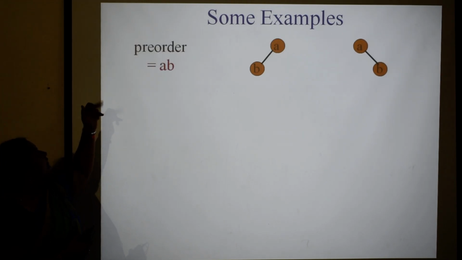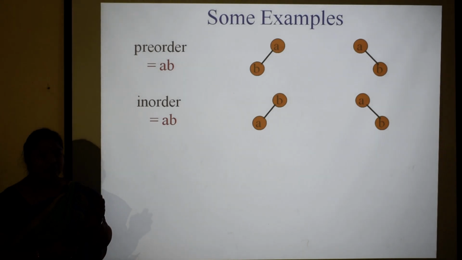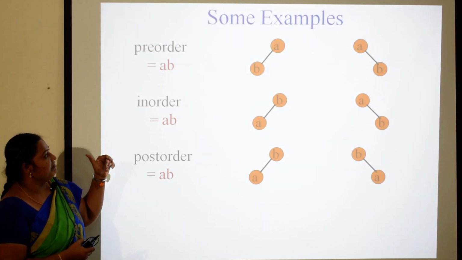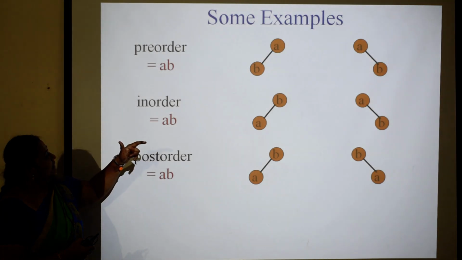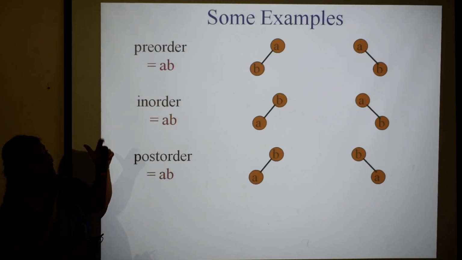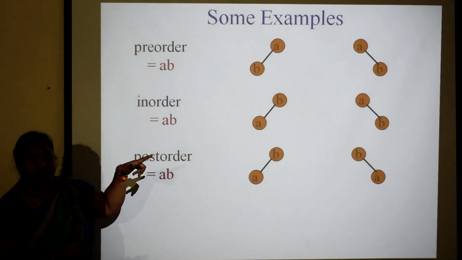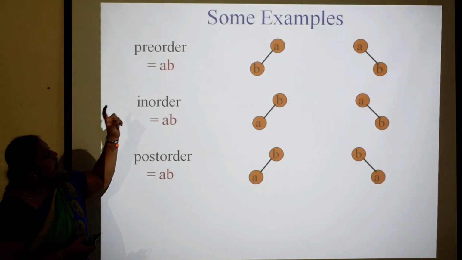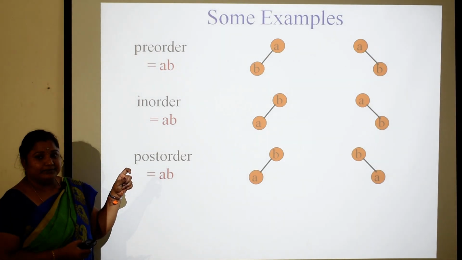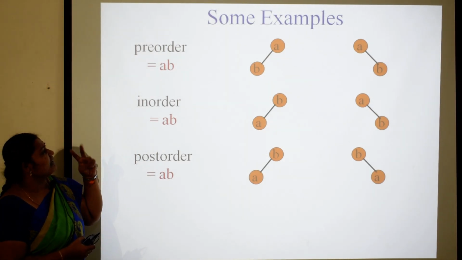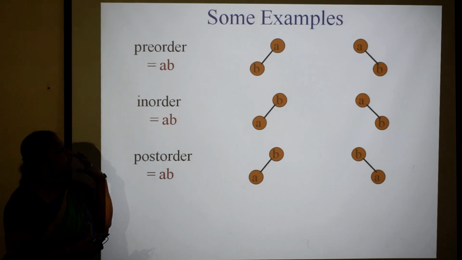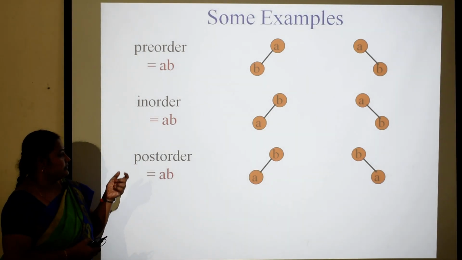Some examples. If a pre-order is given, as we know, pre-order is first the root node, then the left node. Then for in-order we can represent it like this. Why? Because I put the left child as well as the right child. A, B can be a left child or it can be a right child, because we have only two characters. So if a combination of two orders is given, then we can make a certain binary tree.